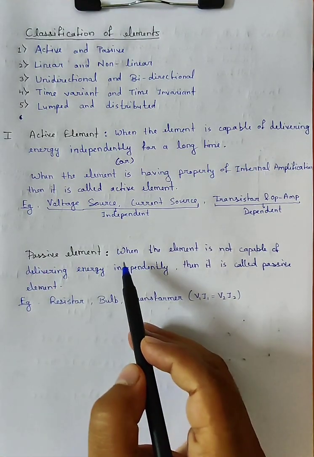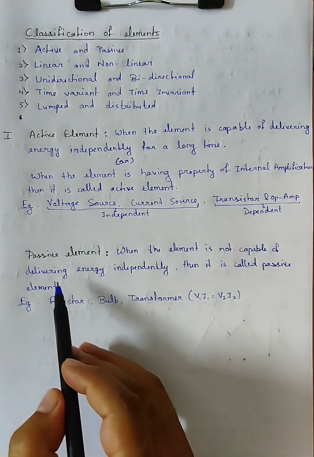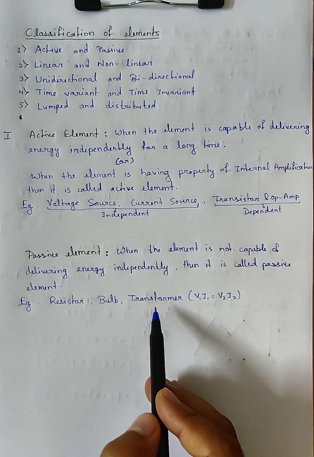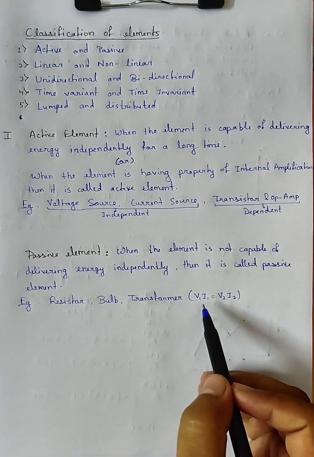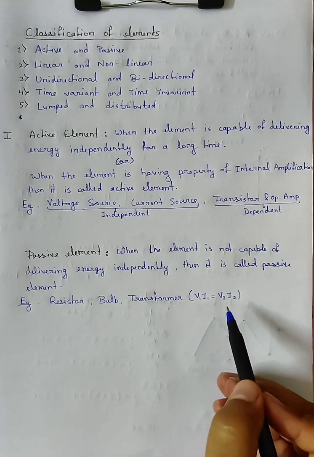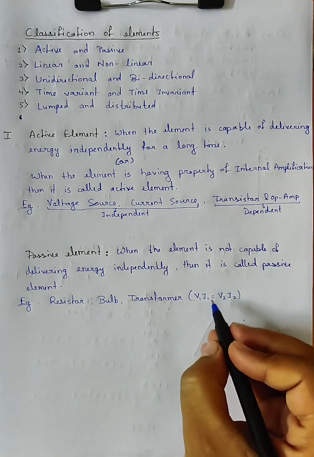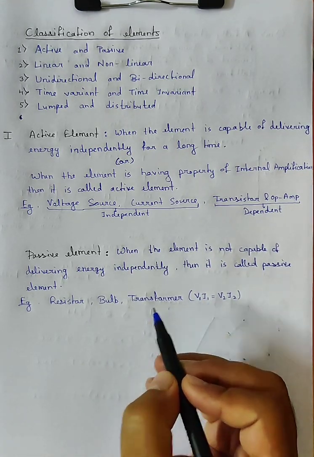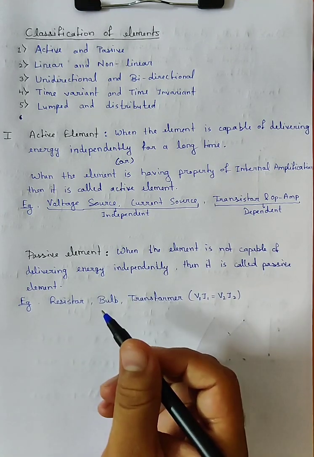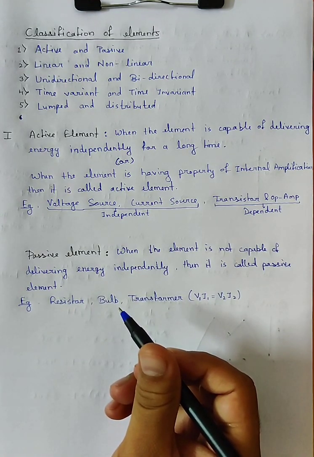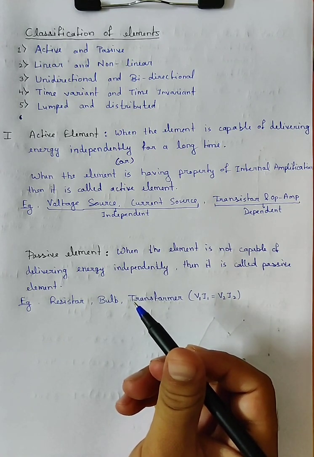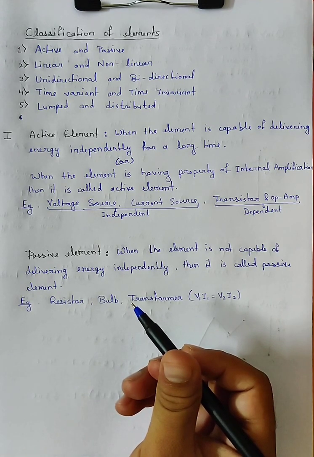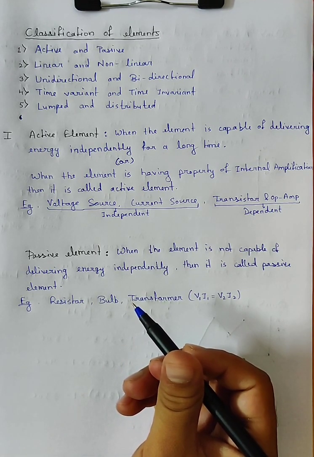Passive element. What is a passive element? When the element is not capable of delivering energy independently, then it is called a passive element. Examples are resistor, bulb, transformer. For a transformer, V1 I1 is equal to V2 I2. The power on both sides of the transformer is equal, so it is not adding more power. So it is a passive element. For a capacitor or an inductor, during discharging they both deliver energy independently, but for a short time only, and they also do not amplify the signal.